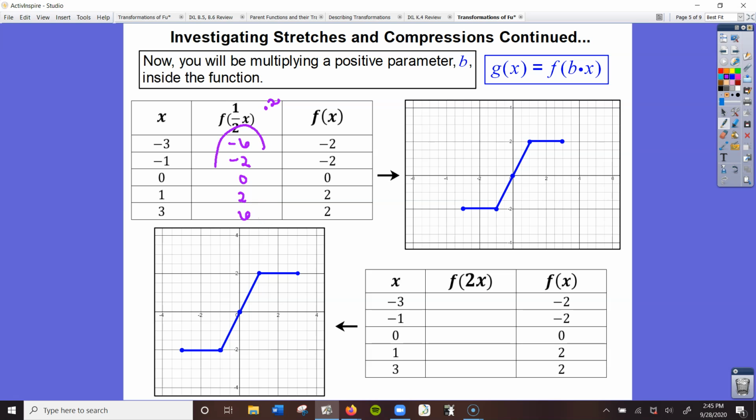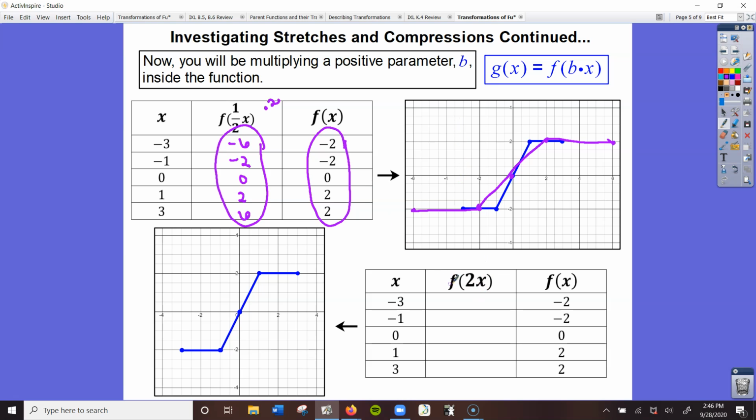And now I'm going to graph my new x's with my original y's since I did not do anything to those y's. So we have (-6, -2), (-2, -2), (0, 0), (2, 2), and (6, 2). And we can see that it got longer. It's as if we stretched it horizontally from the sides. So kind of like an accordion. Think of when you see an accordion, you either stretch it out or you pull it in. So this is a horizontal stretch.